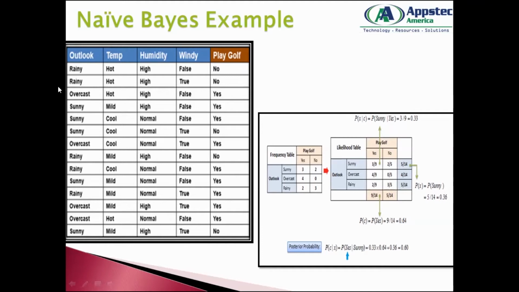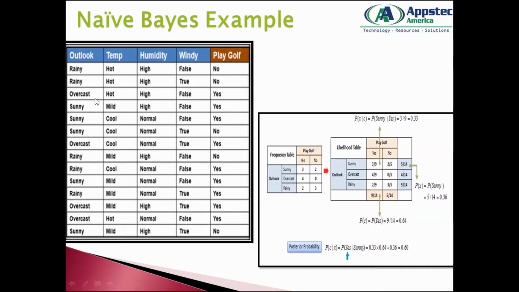The data given to me has the atmosphere, generally called the outlook, which you can call the climate or atmospheric condition, then the temperature, the humidity, and the nature of the wind. This data says that when the outlook is rainy, the temperature is hot, the humidity is high, and windy is false, meaning it is not windy, I do not prefer to play golf. When it is rainy, hot, high, and the wind is there, still I don't prefer to play golf.